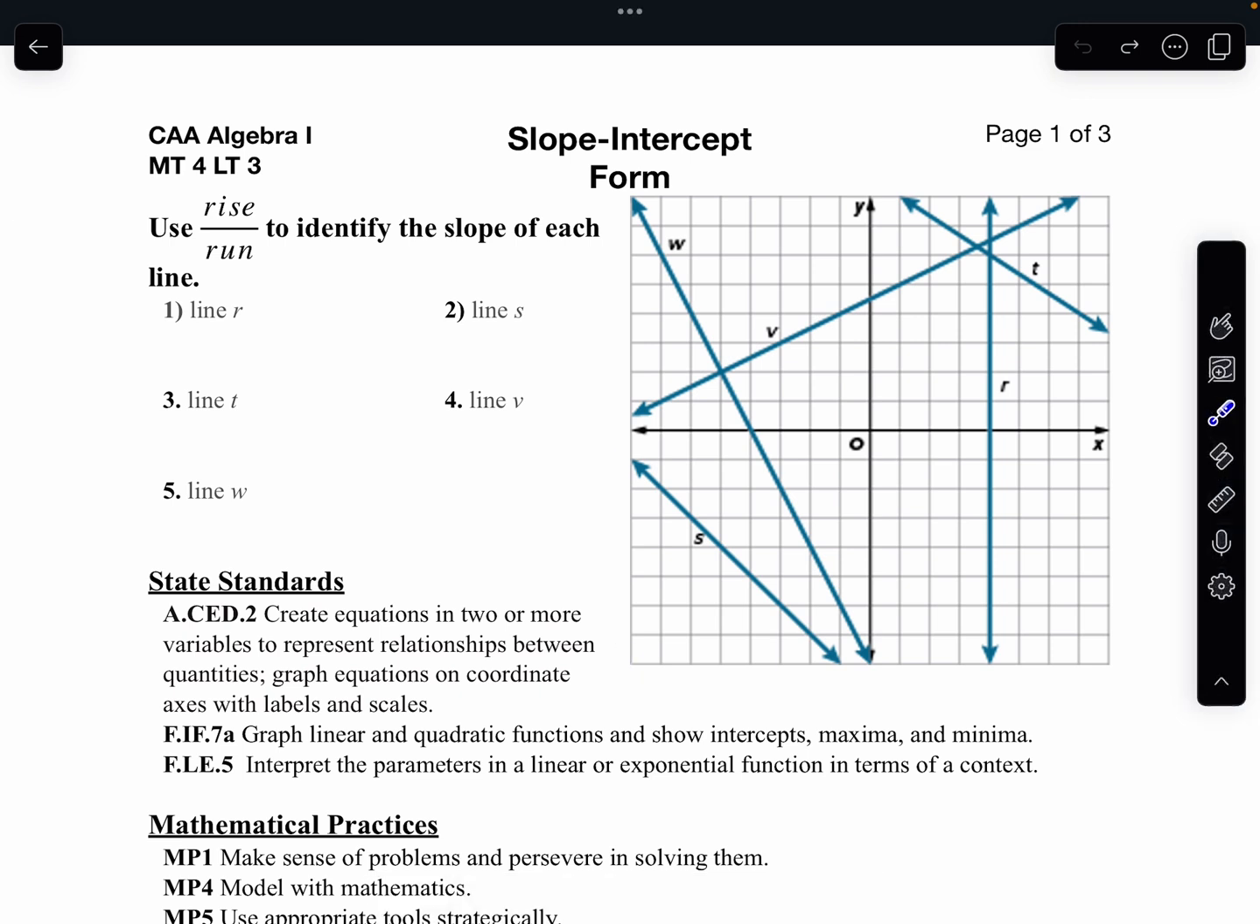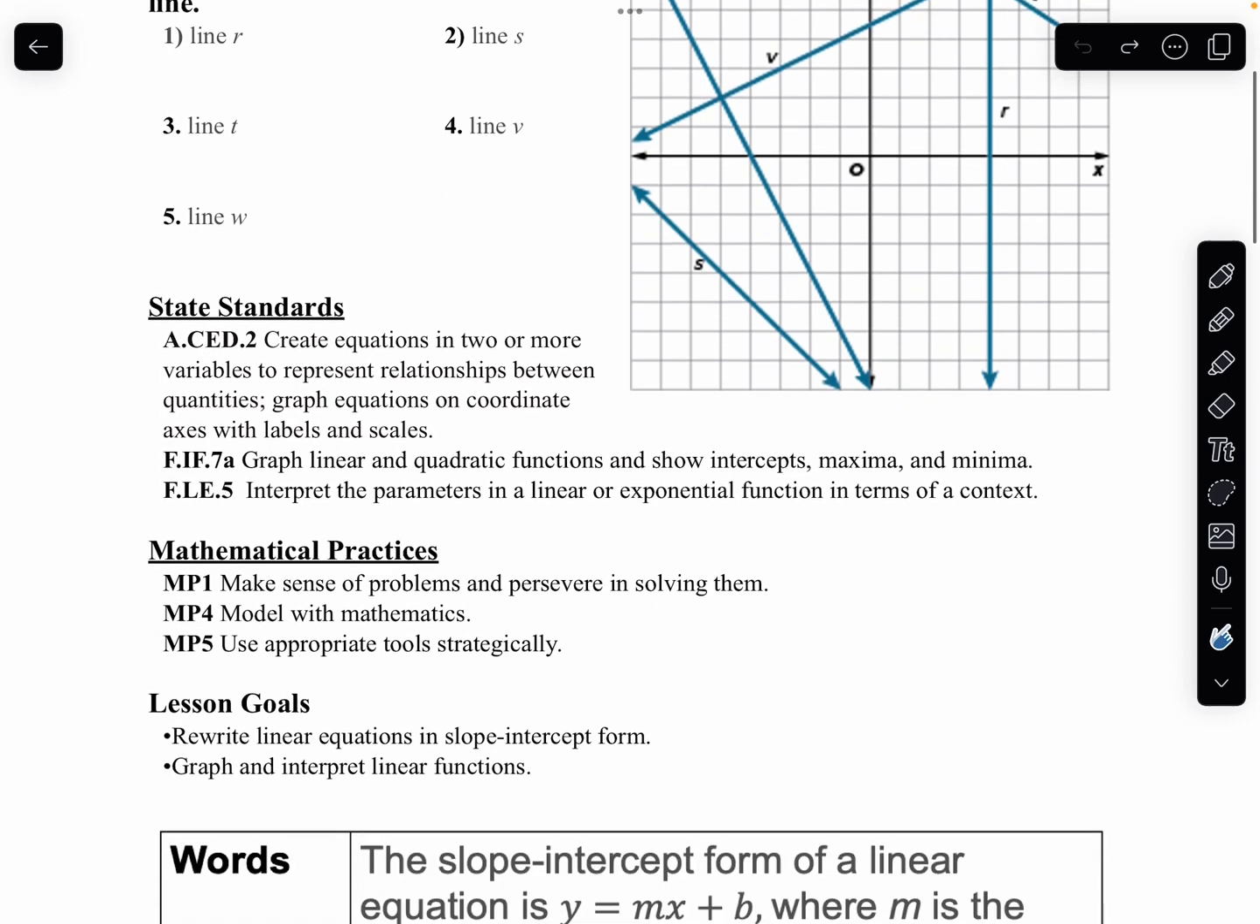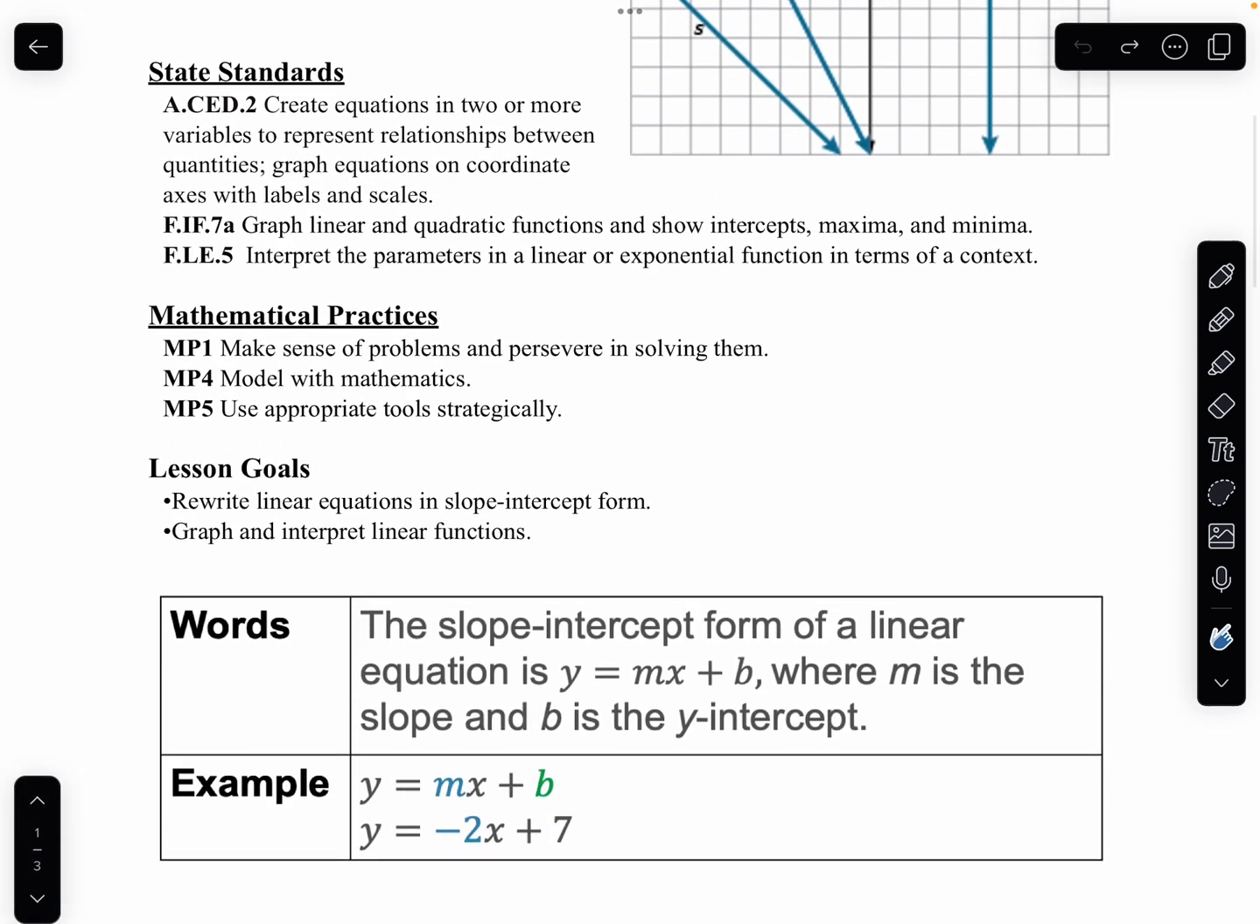And if we look at our state standards, we're going to be looking at graphing today. And we're going to rewrite linear equations in slope-intercept form. And so we'll learn what slope-intercept form is here in a second. And we're going to graph and interpret linear functions.